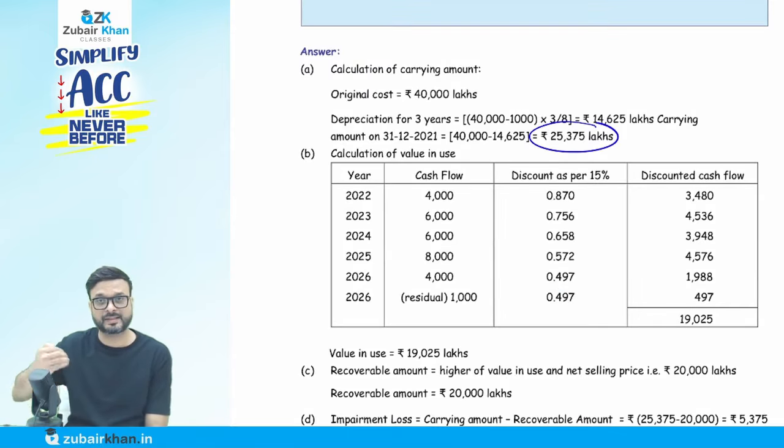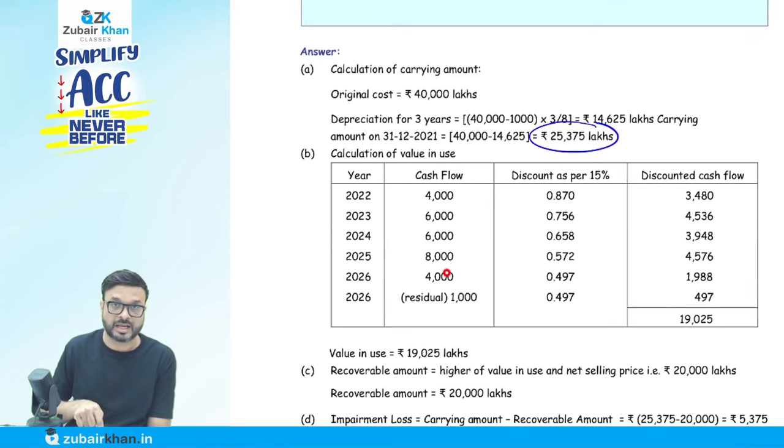Similarly for the next year, it will come. Then we have to multiply the cash flow with the discounting rate. Then the present value will come. That is coming 19,025. This is the value in use.